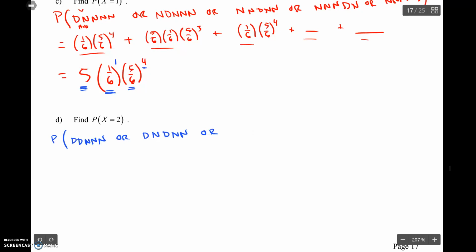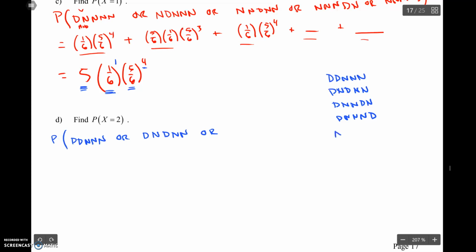That's what the binomial model is going to help us with. So this is going to be, I don't know if I want to count them or not, but I guess I will. D, D, N, N, N, D, N, D, N, N, D, N, N, D, N, D, N, N, N, D. So that's all the ones that have D's first.